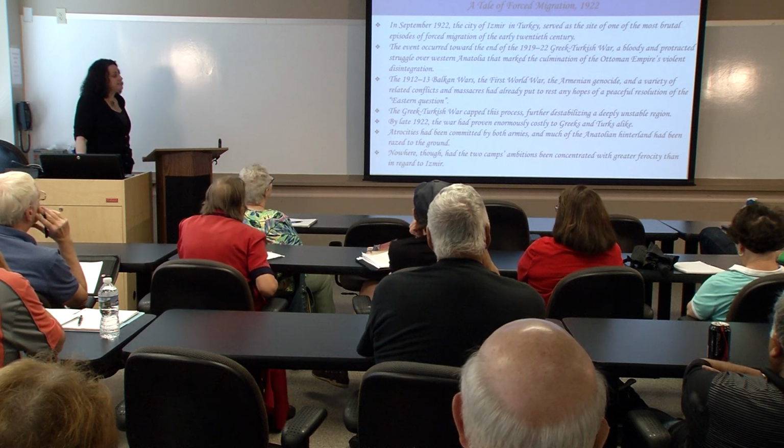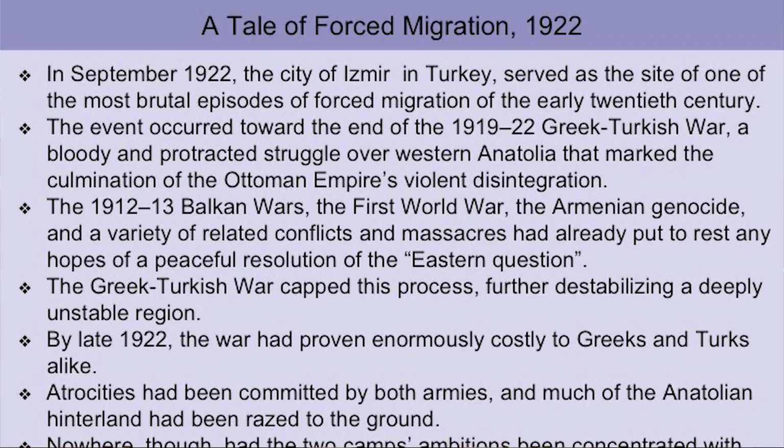So in September 1922, in the city of Izmir in Turkey, was one of the sites of the most brutal episodes of forced migration in the 20th century. This happened in the context of the Greek-Turkish War, which was from 1919 to 1922. It was a very bloody and protracted conflict over Western Anatolia. And it was really that conflict that marked the end of the disintegration of the Ottoman Empire.